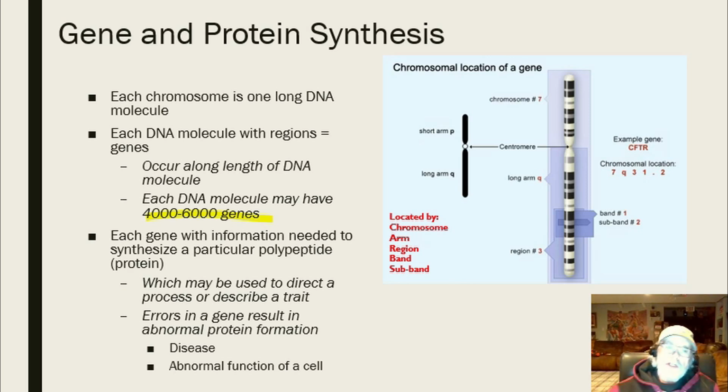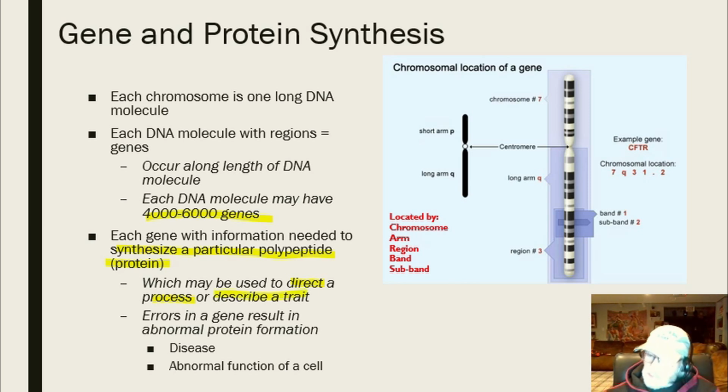Each gene has the information needed to synthesize a particular polypeptide or protein. A peptide is two or more amino acids put together. A polypeptide is multiple amino acids, and that polypeptide is actually a protein, because a protein is a long string of amino acids. They're folded and clumped and all kinds of stuff like that. So this gene can be used as a direct process, such as a protein to do something, or a particular trait that we might exhibit in the body.